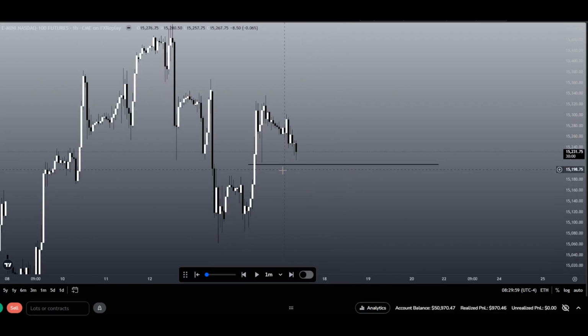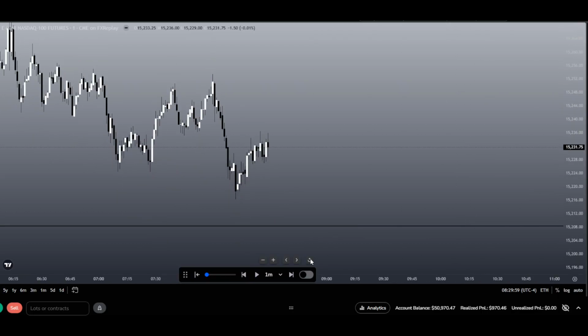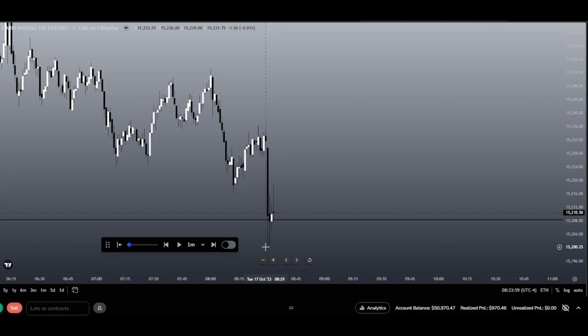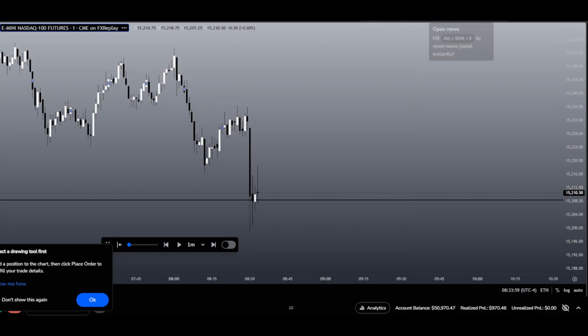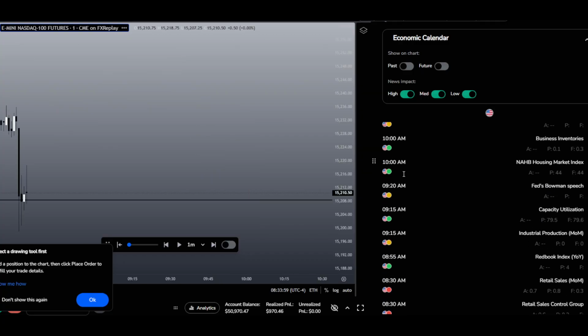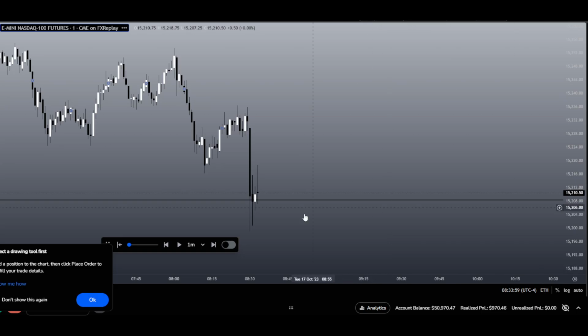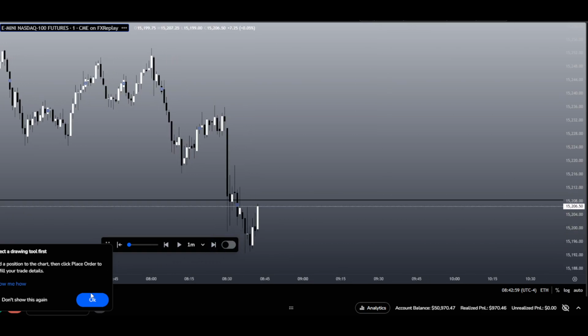In terms of a play right now, I want this hourly fair value gap /4 to get tapped into, then a long. Okay, there's that manipulation. I think that's actually news, unfortunately, so we might have a data low. Yeah, it's news. Okay, I want the data low getting taken. So there's the data low getting taken. Now I'd be looking for a long.